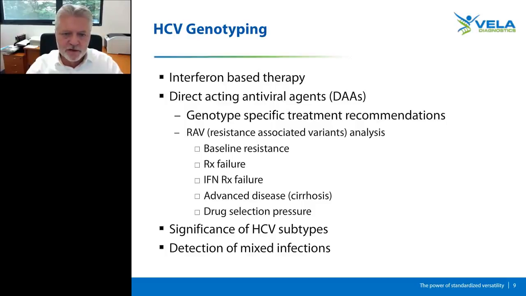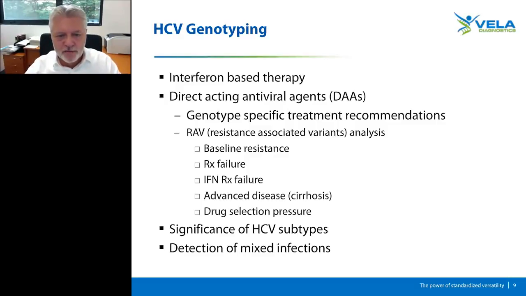With the introduction of the direct-acting antiviral agents, first in 2007, the first generation, and then followed by the second generation in 2013, the picture has changed dramatically. Now we're seeing response rates, even cure rates in HCV, of more than 90%. So why do we still need to do genotyping and RAVs? Well, as you will see in a moment, the treatment recommendations are still based on genotype selection.